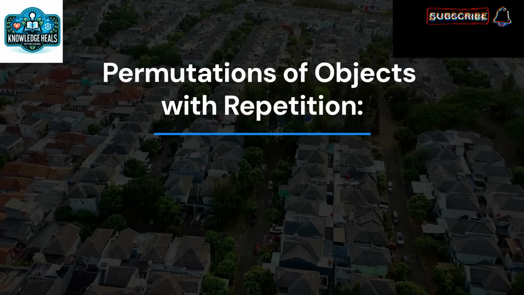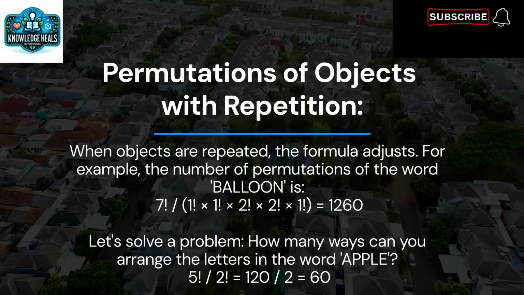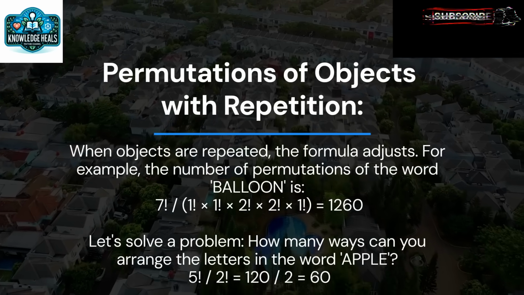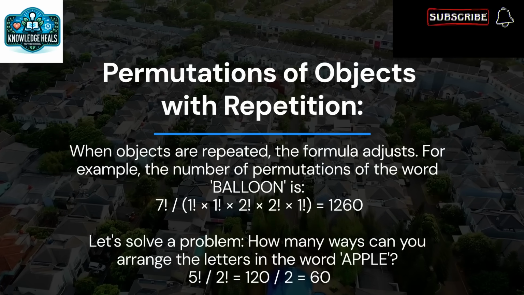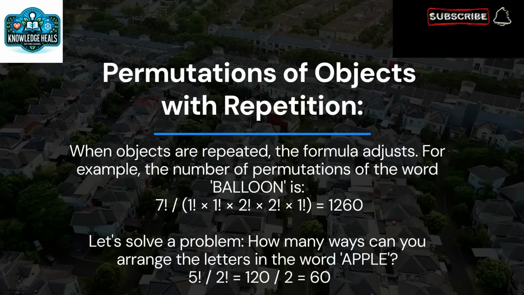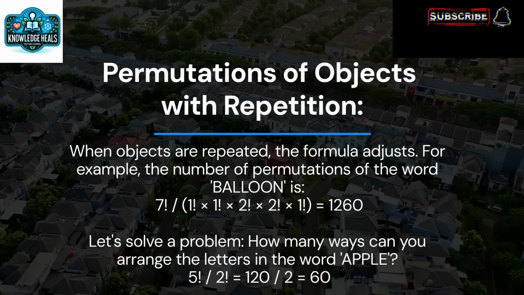Permutations of objects with repetition. When objects are repeated, the formula adjusts. For example, the number of permutations of the word balloon is 7 factorial divided by 1 factorial × 1 factorial × 2 factorial × 2 factorial × 1 factorial, which is equal to 1260.